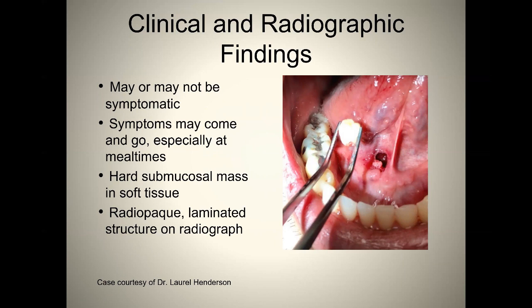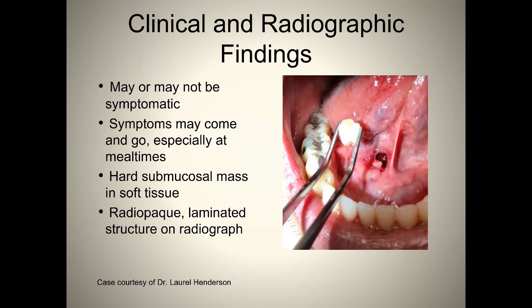And that's because if you think of Pavlov and his dogs, whenever the dogs were preparing to eat, they would start to salivate. And we're exactly the same way. When we know food is coming, our body prepares by creating more saliva to help us with digestion. And when our body is trying to create more saliva and secrete more saliva, but there's an obstruction, that can be very painful. The clinical appearance of a sialolith is obviously a hard, because it's calcified, submucosal mass in the soft tissue.